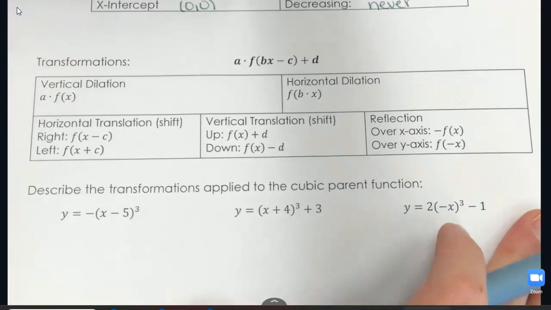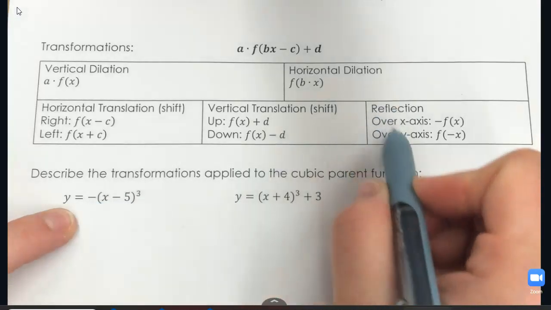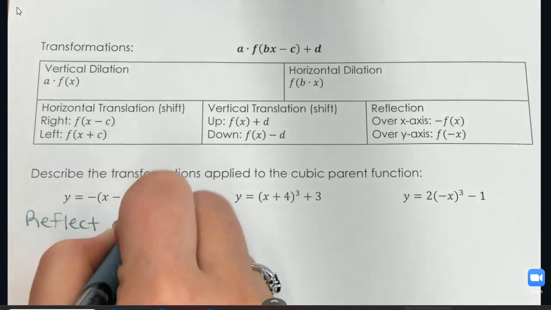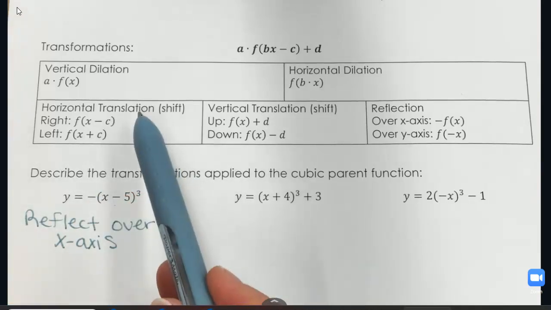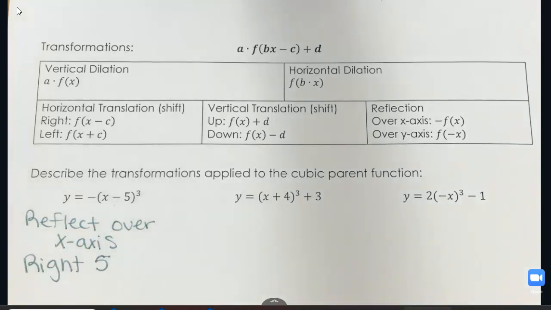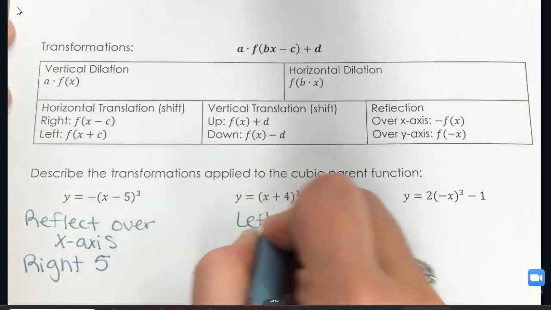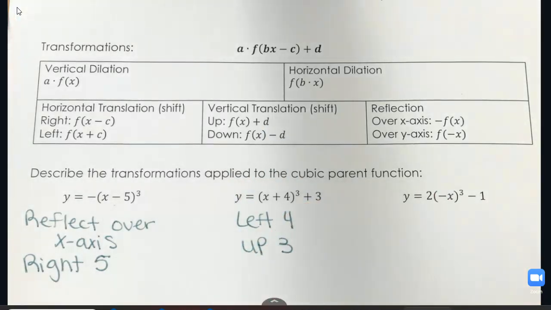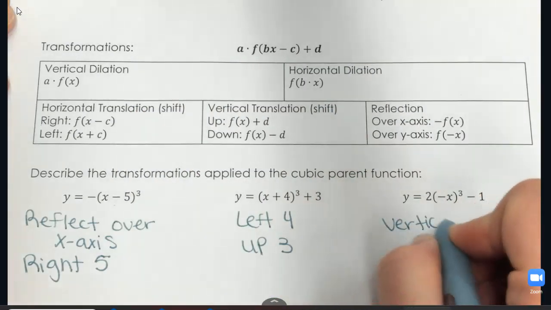y axis. So if I look at these three transformed functions here, I'm starting with this first one, that negative on the outside, that is going to be a reflection over the x-axis. And then that minus 5 on the inside tells me we are shifting to the right 5. Okay, on to the next one. That plus 4 on the inside tells me that we are shifting to the left 4. And then the plus 3 on the outside tells us that we are going up 3. And then on the last one, that 2 on the outside tells us that we have a vertical dilation by 2.